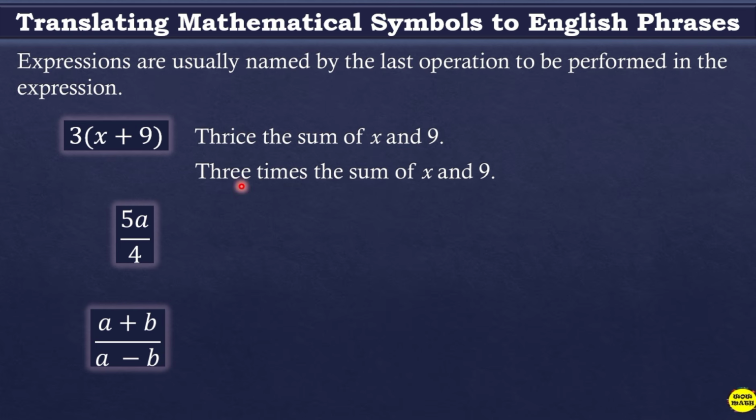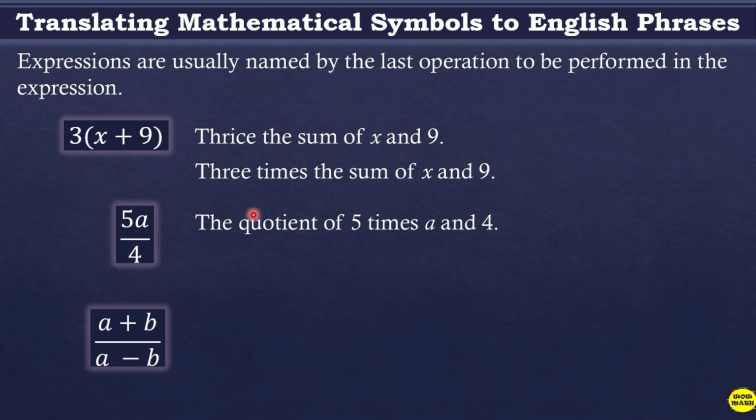Next. So, ito yung sinasabi ko, 3 times the sum of x and 9. Kapag gagamit ka nitong number, lalagyan mo siya ng times. Kapag ito na, thrice, twice, no need. Hindi mo siya kailangan thrice times, hindi na po, kasi thrice and twice means multiplication. So, 3 times the sum of x and 9.